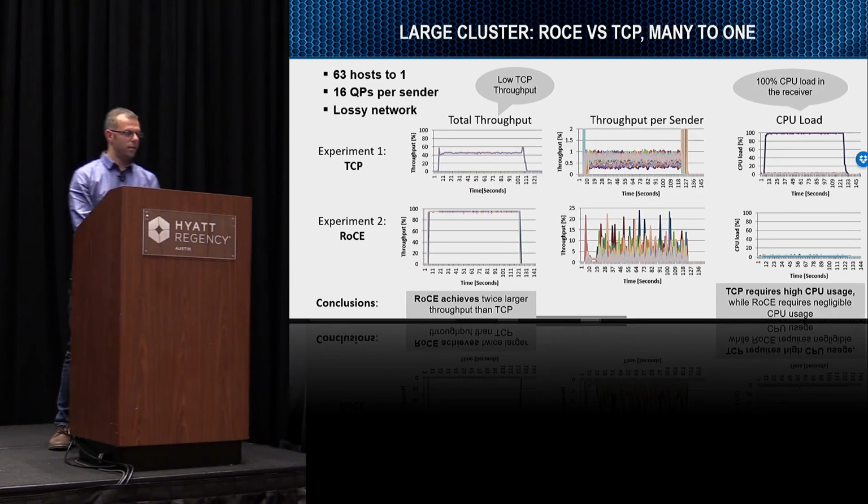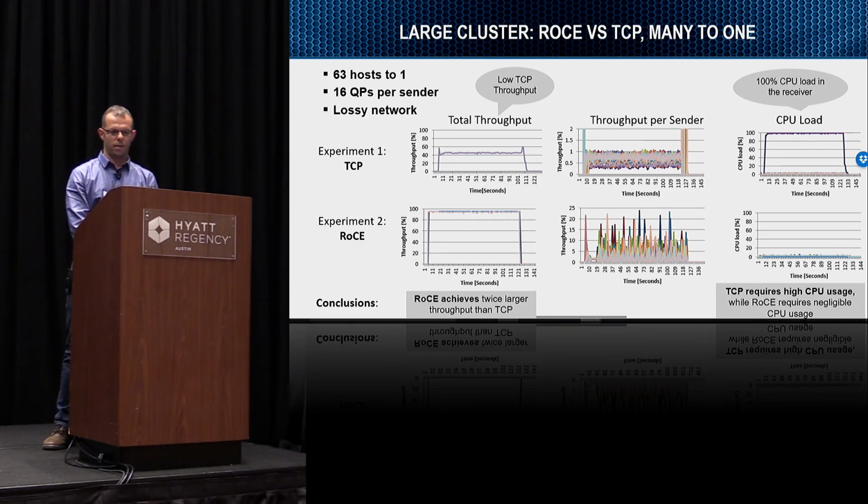Lastly, in the last experiment that I will show in my slides, we compare RoCE to TCP over the large cluster. This is a many-to-one scenario. Again, we repeated the same experiment for RoCE and for TCP. We already know the results for RoCE. In the same scenario for TCP, the throughput achieved is only half of the link rate, as indicated in the upper left graph.